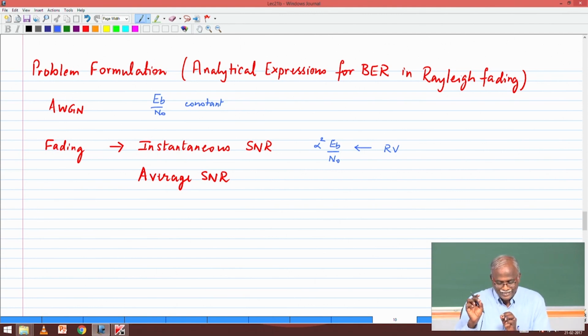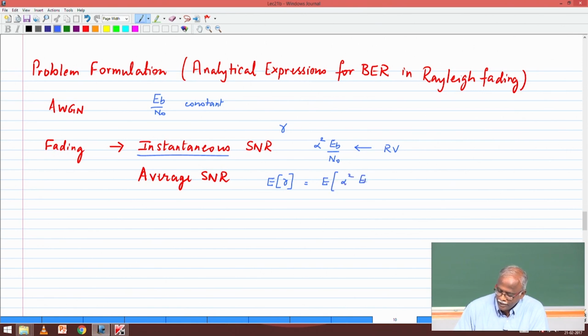So this is not a constant, this is a random variable. And so we don't just call it SNR, we call it instantaneous SNR. It reflects the current channel conditions, which depend on alpha, and that will affect my SNR. Now if it's a random variable, I can meaningfully talk about the expected value, the average value of the instantaneous SNR. If I denote this by gamma, then the average SNR is the expected value of gamma, which is the expected value of alpha squared Eb by N naught, equal to the expected value of alpha squared, because that's the part that is random, times Eb by N naught.